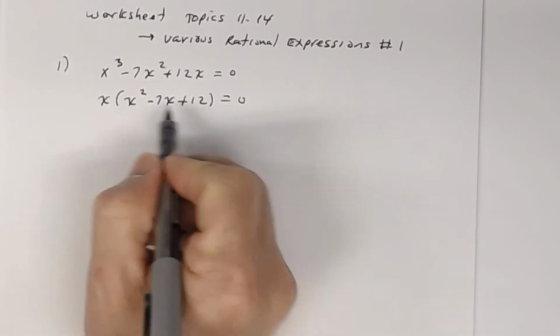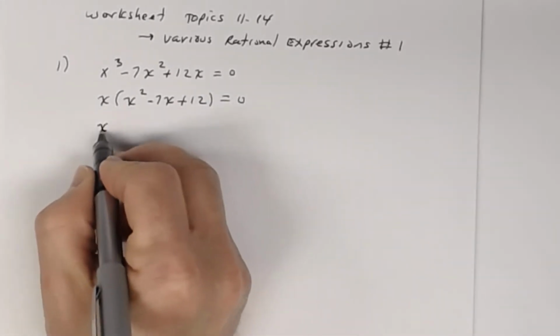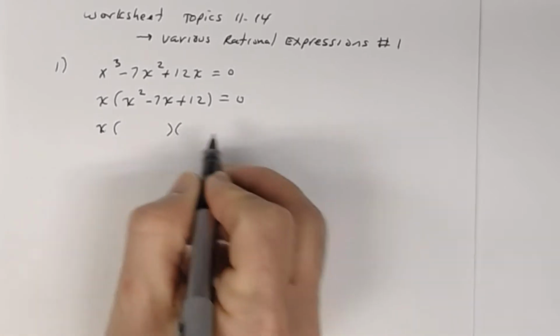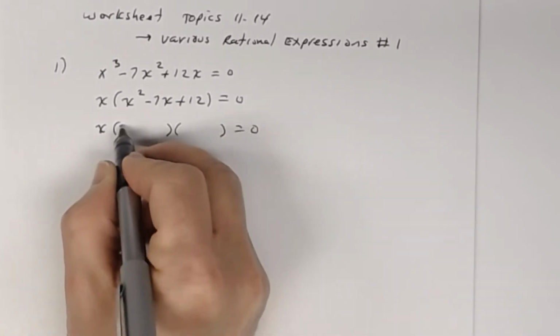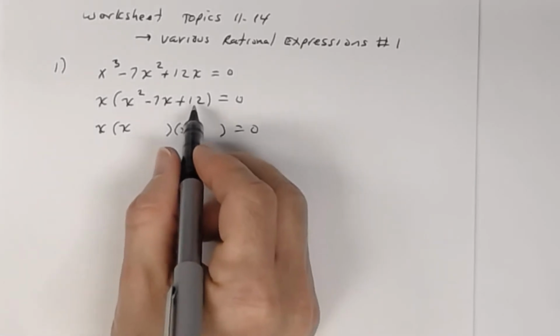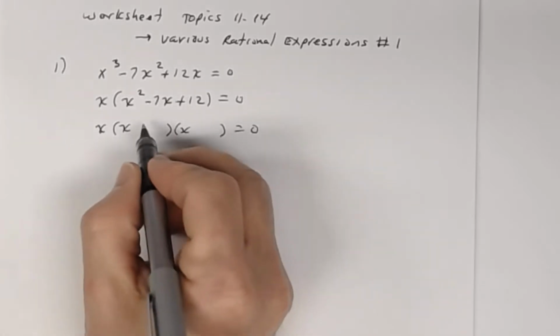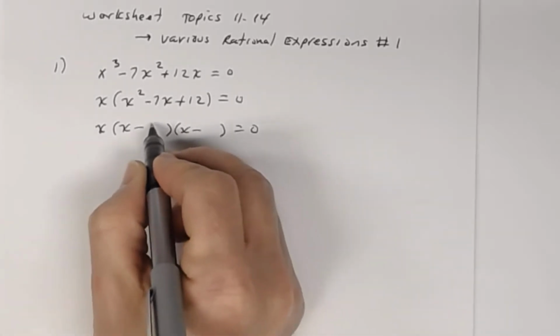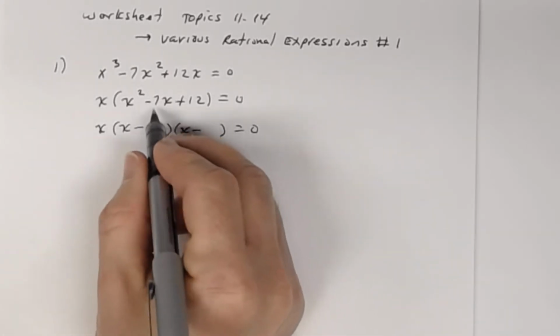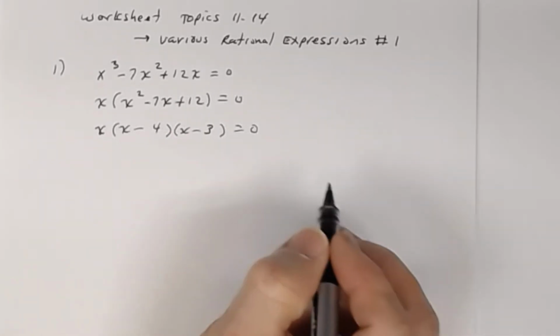Then factoring the trinomial inside the parentheses, we get x times, in terms of two binomials, x times x is x squared. For 12, we're going to use 4 and 3. Because the last sign is positive, these signs have to be negative, and that's the only way you can get a negative 7x: a negative 4 here and a negative 3 here.